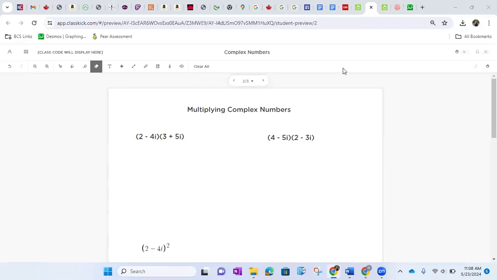All right, y'all, we're going to be multiplying some complex numbers today. I got 3 problems right here, so stick around, watch them all.